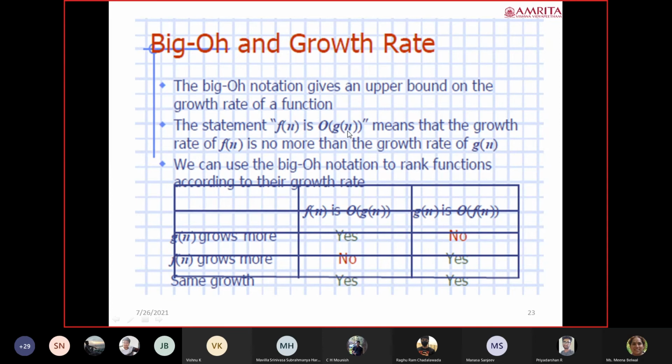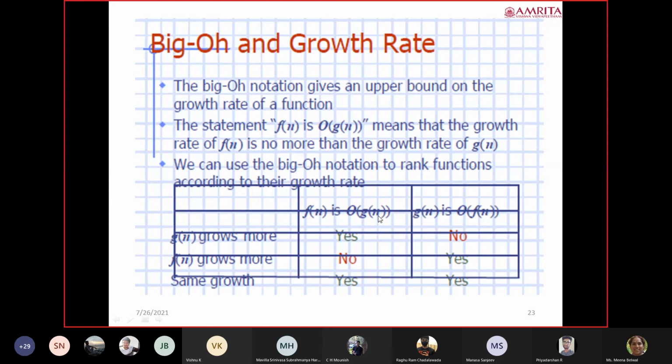Fn cannot grow more than Gn, but Fn can equally grow as Gn because it is less than or equal to. So we can use big O notation to rank functions according to their growth rate. Now here we have made a small chart.